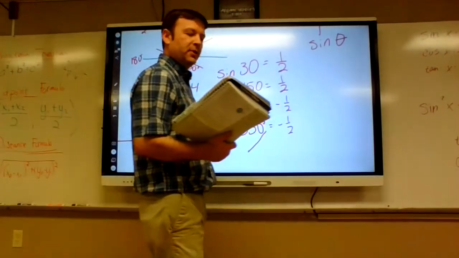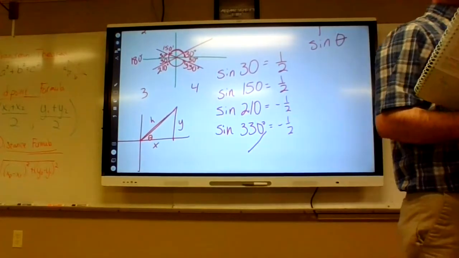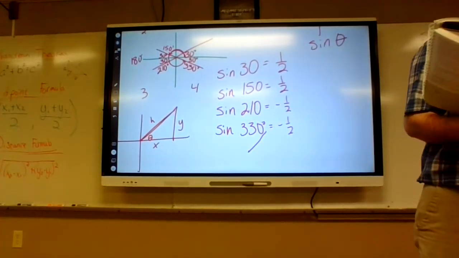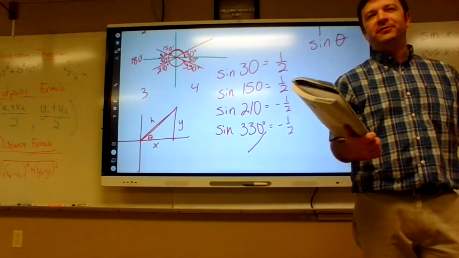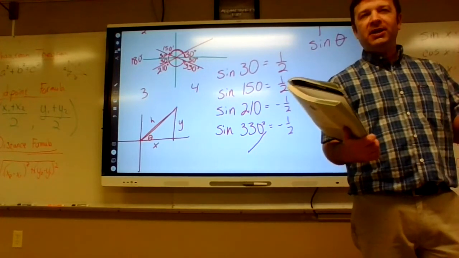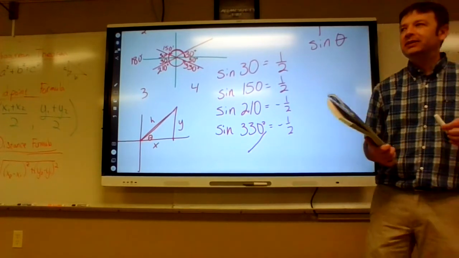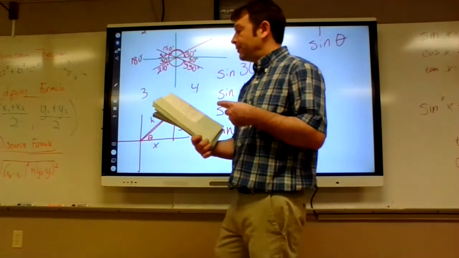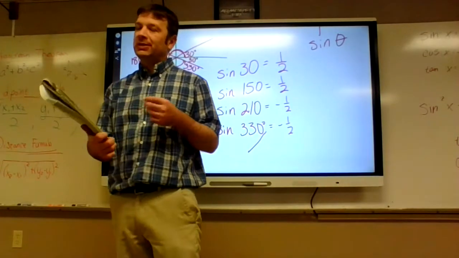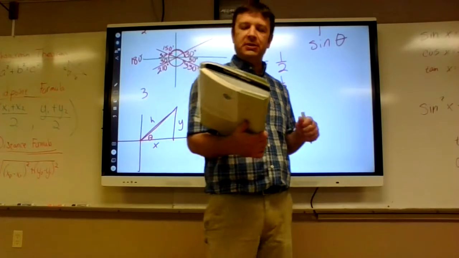Okay, number 3, negative 115. So that's in the third quadrant. So basically how far is it from negative 180? You could do negative 180 minus negative 115, or just 180 minus 115. How far is 115 from 180? 65 degrees. So number 3 is just 65 degrees.